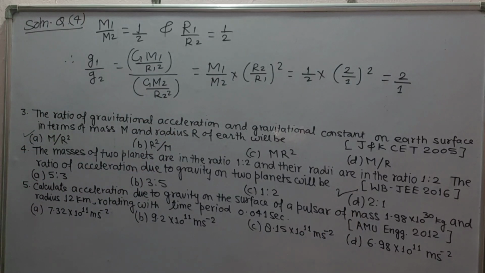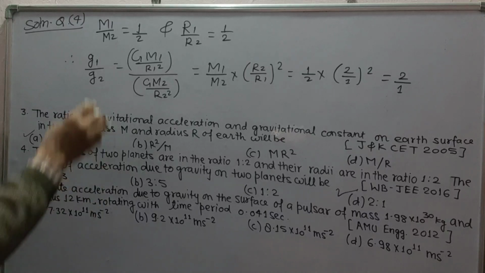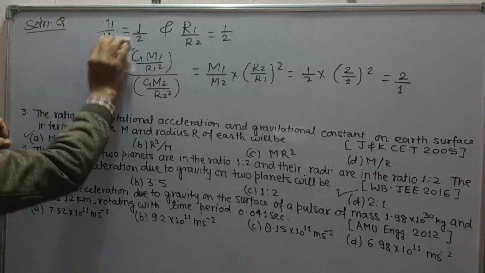Next question number 5. The question is, calculate acceleration due to gravity on the surface of a pulsar of mass 1.98 into 10 to power 30 kg and radius 12 kilometer, rotating with the time period 0.041 second. So, solution to question 5.